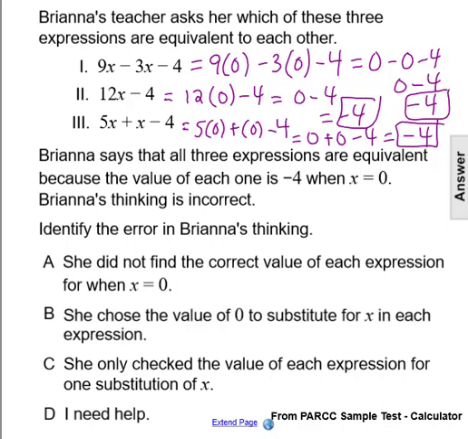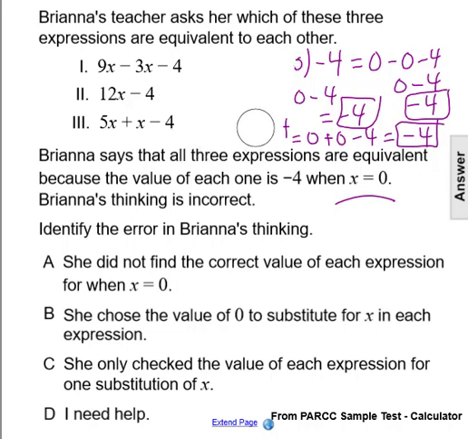But then we come to option C, where it says that she only checked the value of each expression for one substitution of x. Again, she picked when x equals 0. But there's no rule that says that x must equal 0. In fact, x is a variable that's representing any value. Brianna only checked when x equals 0. She needed to check when x equaled other values. What if x equaled 1, or x equals 5, or x equals negative 5, right? We don't know those values. In fact, if we choose one of those other values, we'll see that the expressions are not all equivalent.